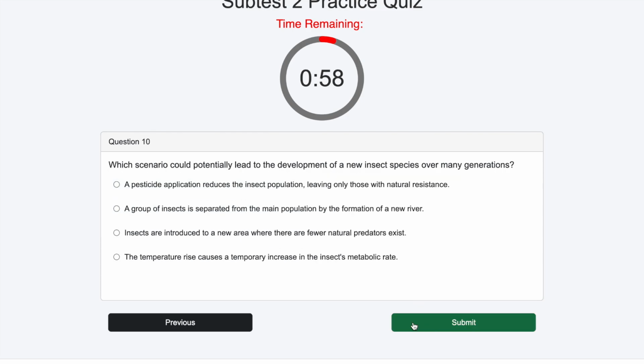So let's keep going. We have question number 10. This is our last one, and closing up on time. Which scenario could potentially lead to the development of a new insect species over many generations? All right, take a moment, read answer options A through D, or 1 through 4, and come back when you're ready. Okay, I'm going to go with answer option B, or number 2. A group of insects is separated from the main population by the formation of a river. And that's because this kind of challenge could actually make genetic changes in a new species of insect. So let's click the submit button and see how we did.